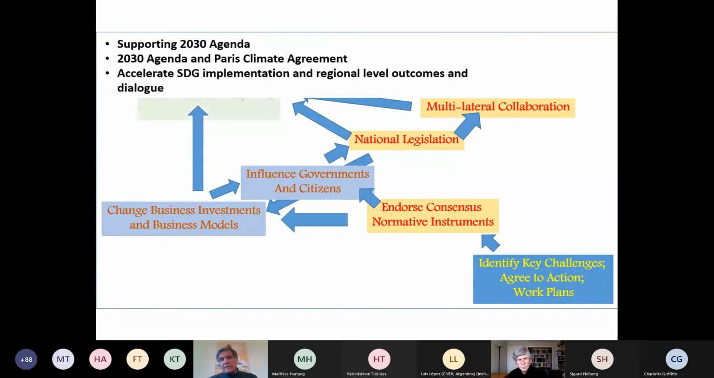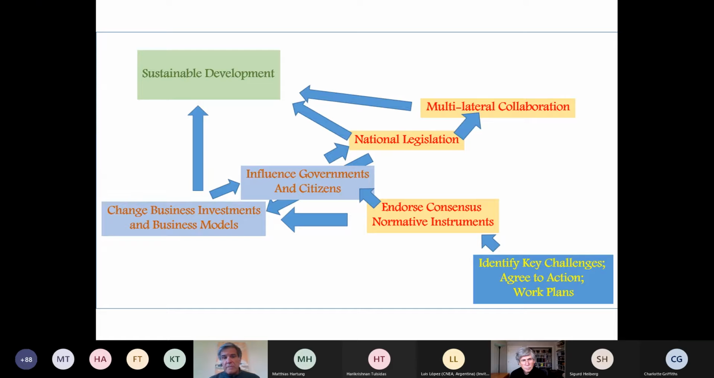The outcome of that at the end of the day is why the United Nations was set up. We're trying to avoid a repeat of what's happened before.